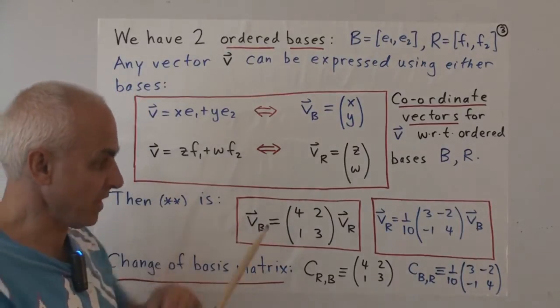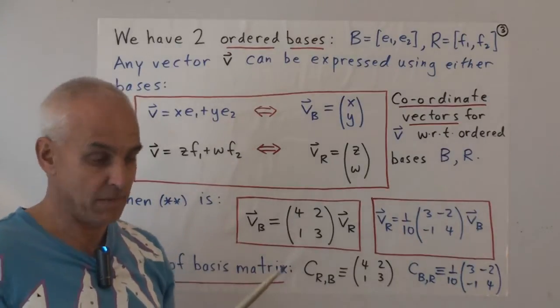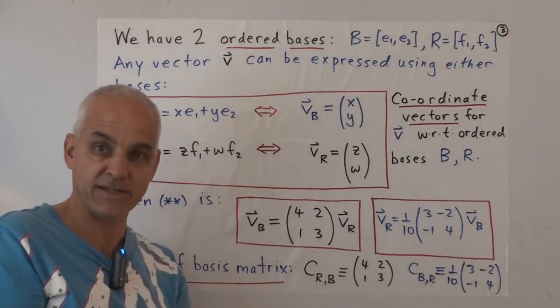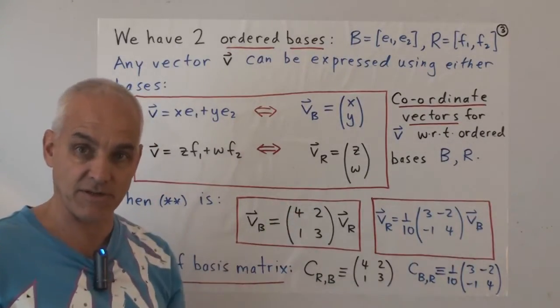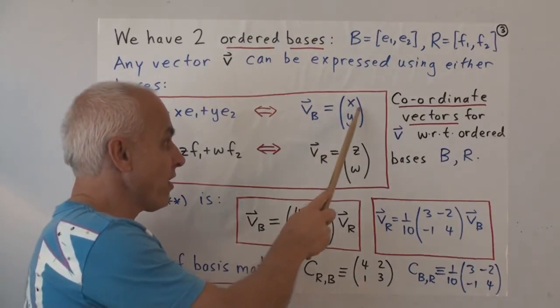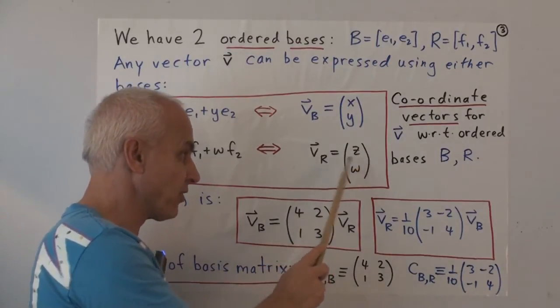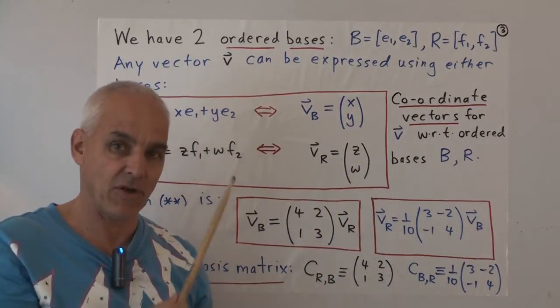So the same vector v can be represented in different ways depending on the basis that you choose to set up your system. V sub b is the coordinate vector of v with respect to the basis b. V sub r is the coordinate vector of v with respect to the basis r.